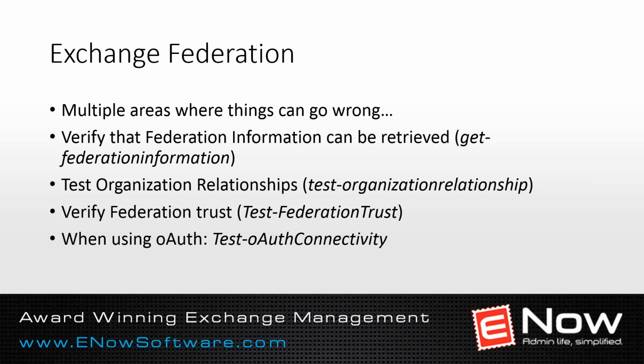Use the test federation trust commandlet to see what happened to the federation trust. Use the get federation information commandlet for a specific domain name to see whether or not you can actually query the domain information. If you're using OAuth, you can then use the test OAuth connectivity commandlet to check whether or not OAuth is either configured correctly or still working correctly, and then use that information to dive deeper and deeper into the issue until you get to the point where it broke, so that you know what you can do. So don't try to overcomplicate things. Just do it one thing at a time, do a test organizational relationship, and continue further from there.